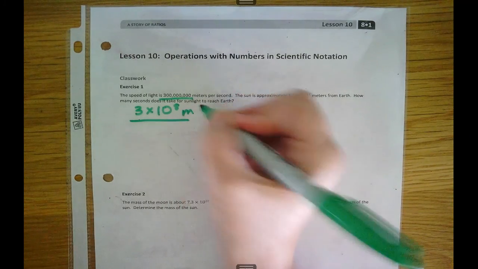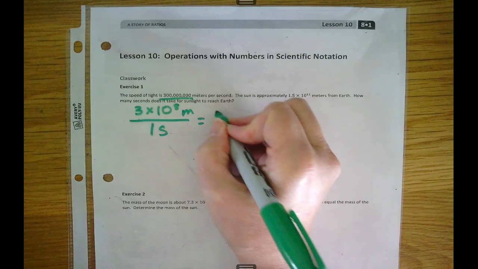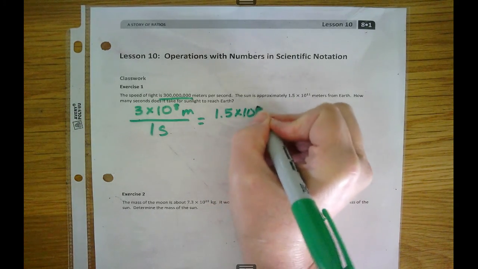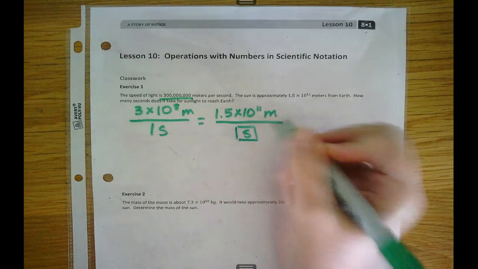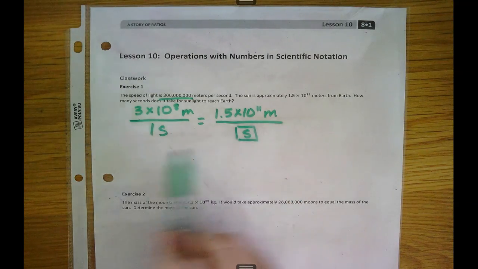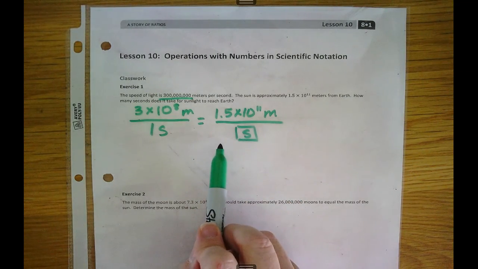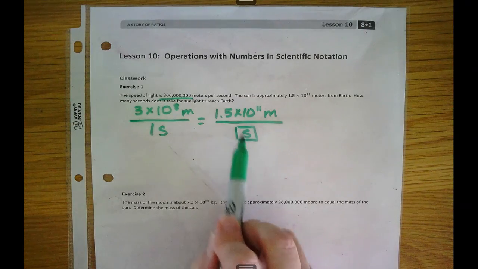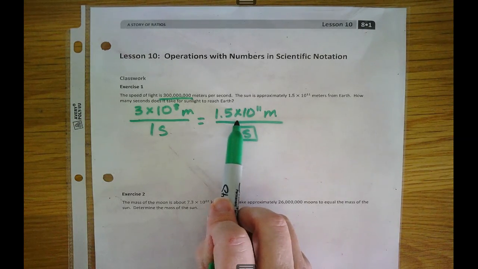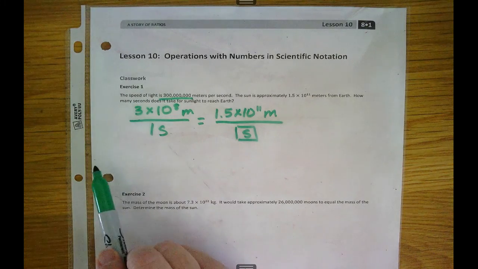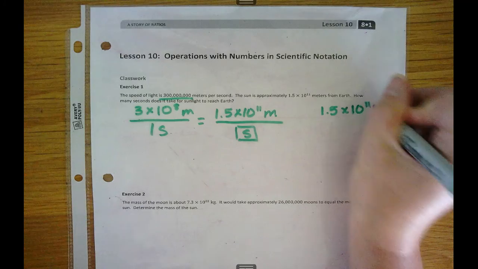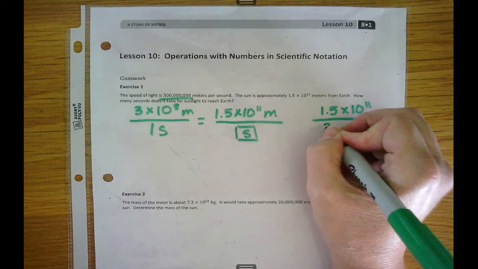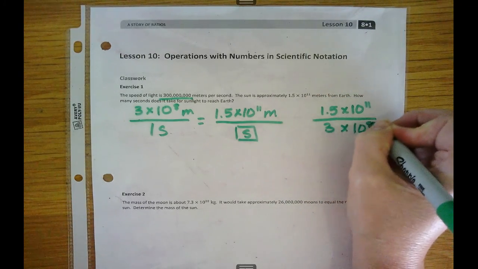So I can set this up as a proportion to see what I'm going to need to do. So this is meters, and I need to find the seconds that go right here. So how am I going to solve this problem to find this missing piece? I'm going to divide 1.5 times 10 to the 11th by 3 times 10 to the 8th.